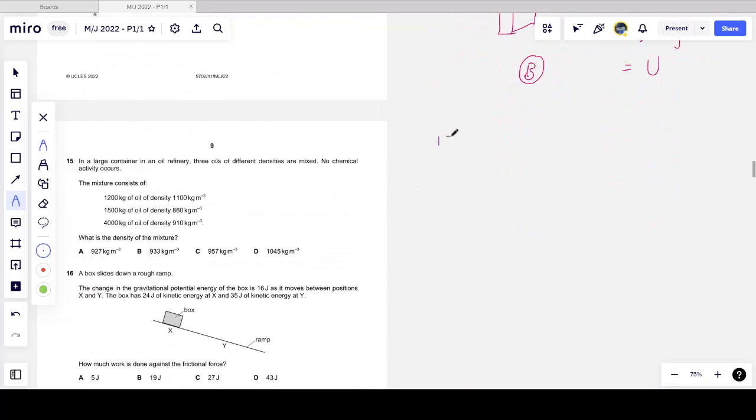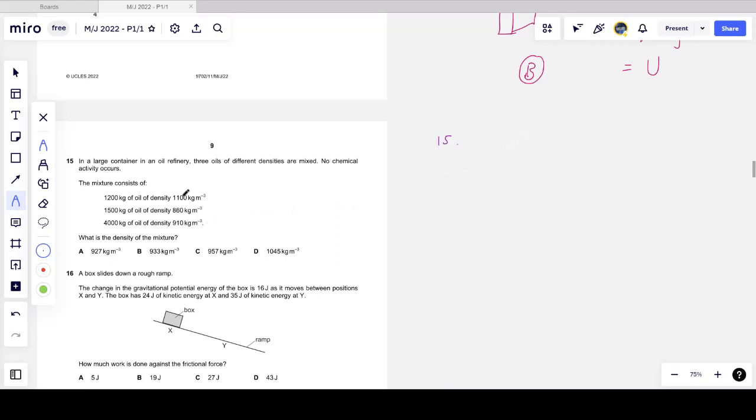Next, we have question 15, which is, in a large container in an oil refinery, 3 oils of different densities are mixed. No other chemical activity occurs, and we want to know the density of the final mixture. We have 1,200 kilograms of oil of density 1,100 kg per cubic meter, 1,500 kg of oil of density 860 kg per cubic meter, and 4,000 kg of oil of density 910 kg per cubic meter. What is density, first of all?